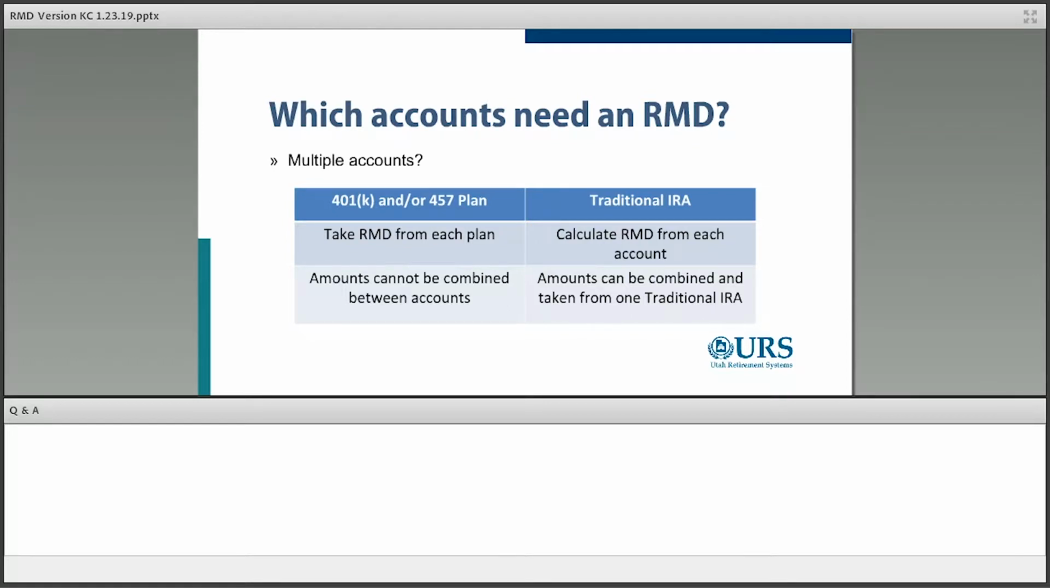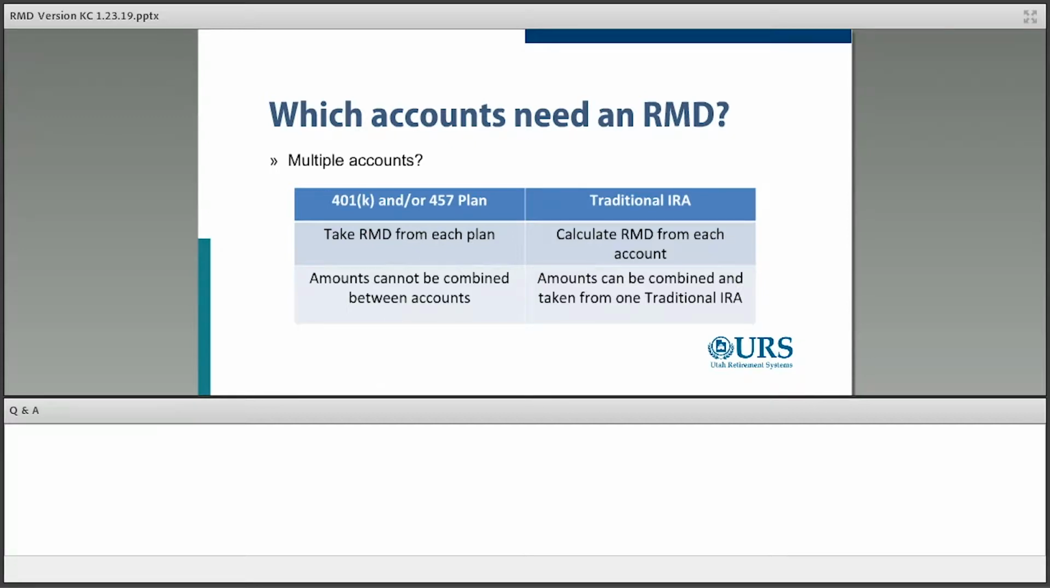One of the questions that oftentimes we get here at the retirement office is which accounts need a required minimum distribution, and how are those minimum required distributions segregated between the different accounts. As you look at the chart on this slide, you'll notice on the left-hand side in the blue heading we've got the 401k and 457 accounts.